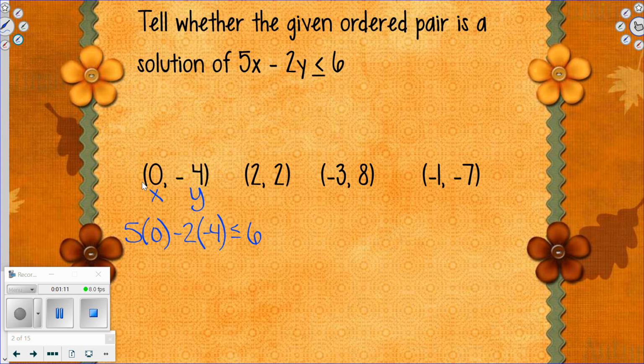So 5 times 0 is 0, and then negative 2 times negative 4 is 8, so I have 8. Is that less than or equal to 6? No. So that one is not an answer. That does not work.